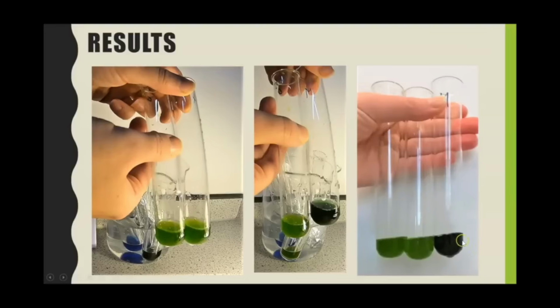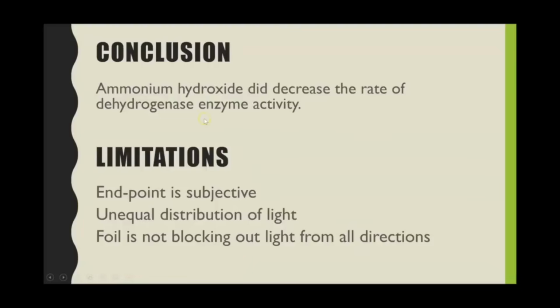So here are all 3 of those, just so you can see the comparison. The first one is the standard test tube to see the colour that we're expecting. The middle one is my experimental tube 1, and the final one here is experimental tube 2. Based on this, my conclusion would be that the addition of ammonium hydroxide did decrease the rate of dehydrogenase enzyme activity. You could be asked to consider some limitations.